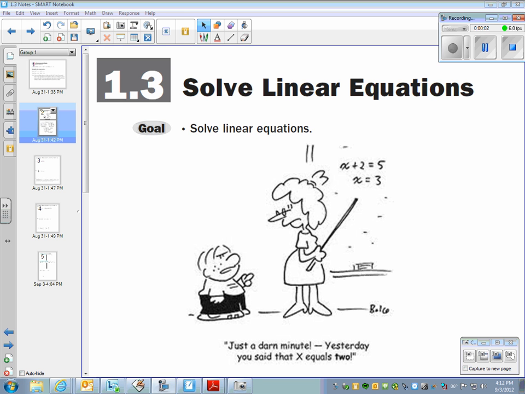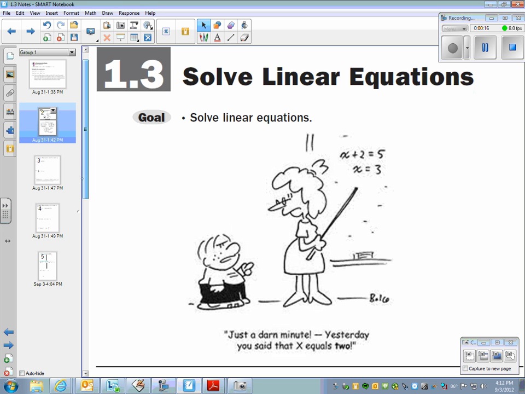Hello everybody. So this is section 1.3 and we're going to solve some linear equations. I'll show you a couple cartoons first. Maybe they're funny to you, maybe not. Maybe you've seen them a million times. Maybe you haven't, but I'll just show them to you here at first anyway.